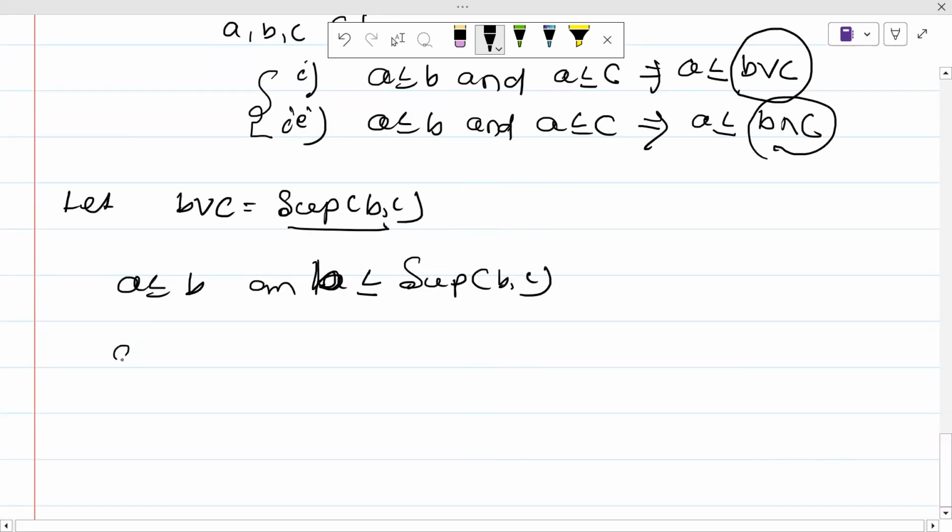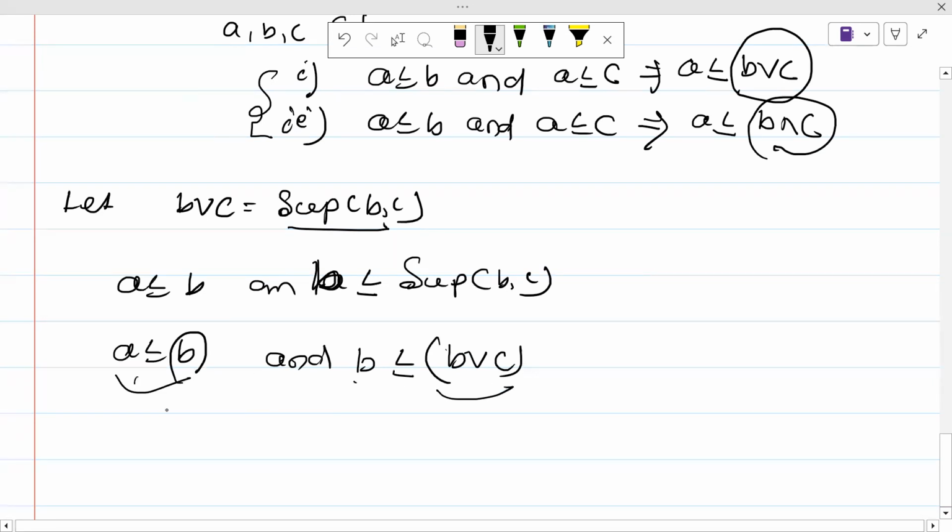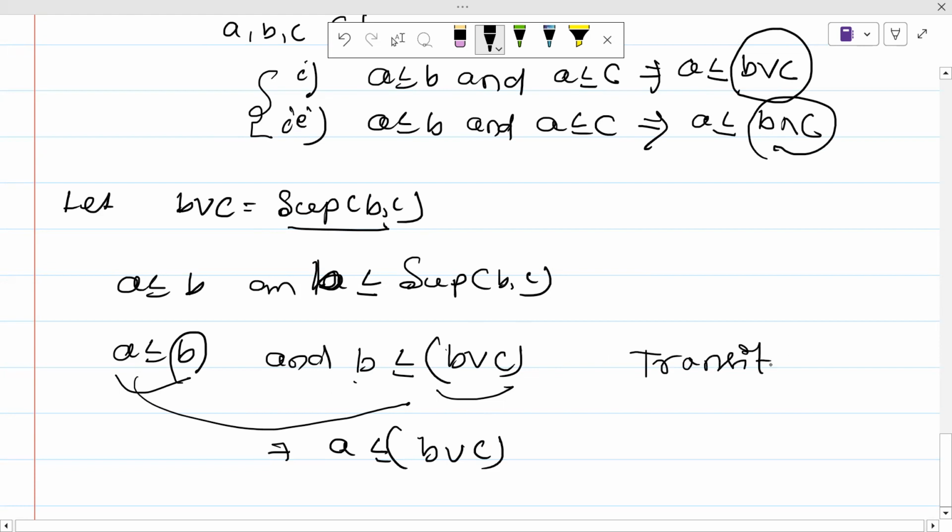Or that is also we define here A less than equal to B, and B is less than equal to B disjunction C, right? Just we can compare both these values. A less than equal to B and B less than equal to this value. Then finally we can satisfy the transitive criteria. We can say A less than equal to B disjunction C, and this is satisfied by the transitive criteria. Transitive rules are defined here.